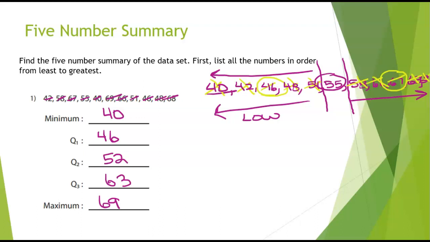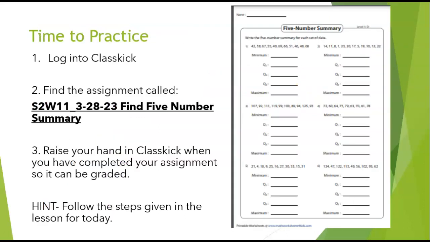So what I want you to do is log into Class Kick. There is a 5-number summary practice worksheet to find. And I want you to complete this. Remember, when you're done with it, I want you to raise your hand so you can get it graded. All right, bonus, I just did the first one here in this last example that we did.